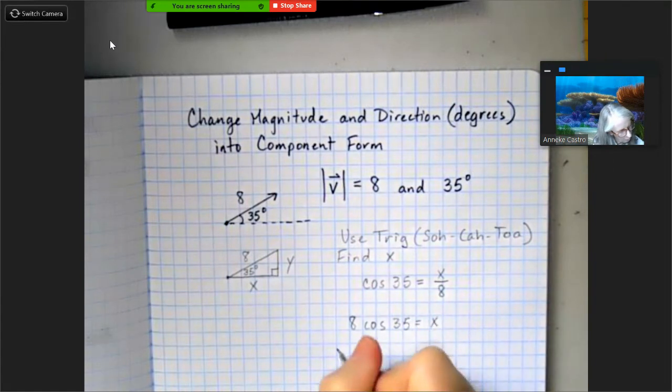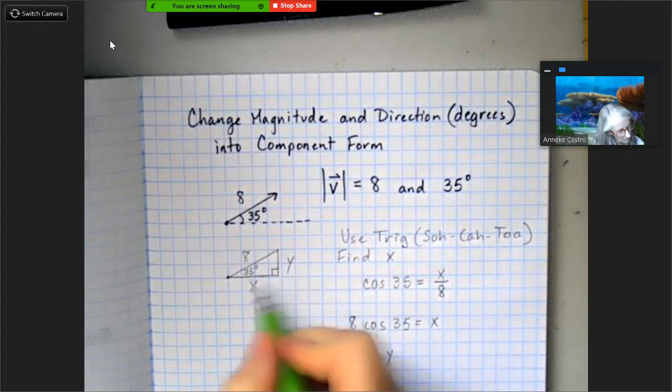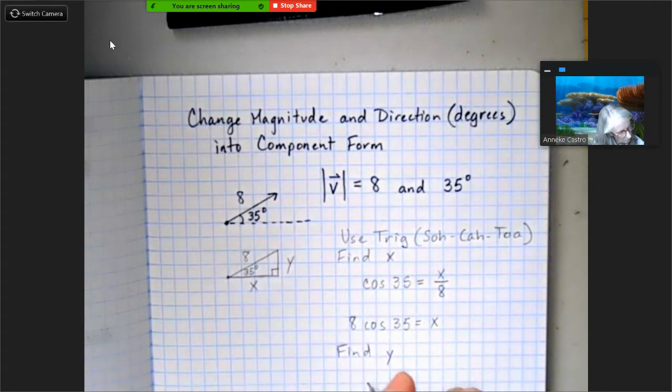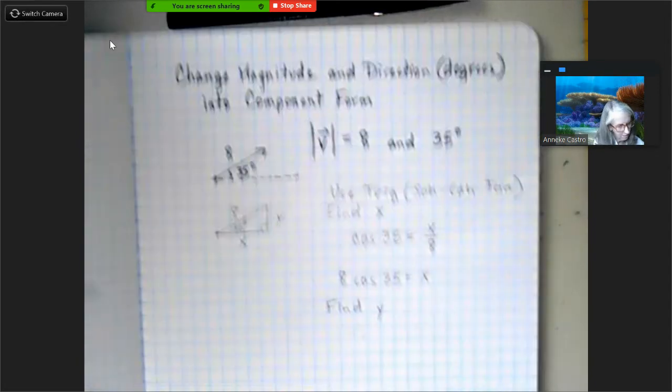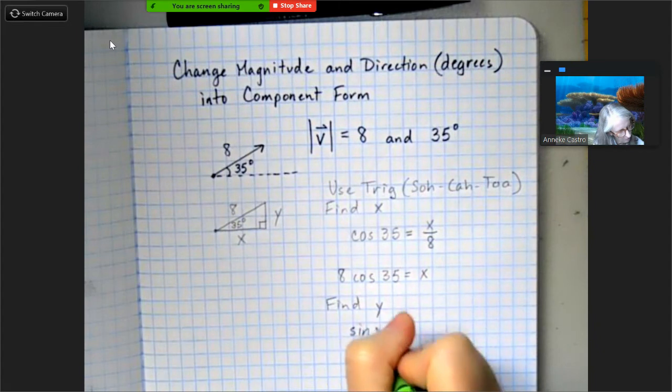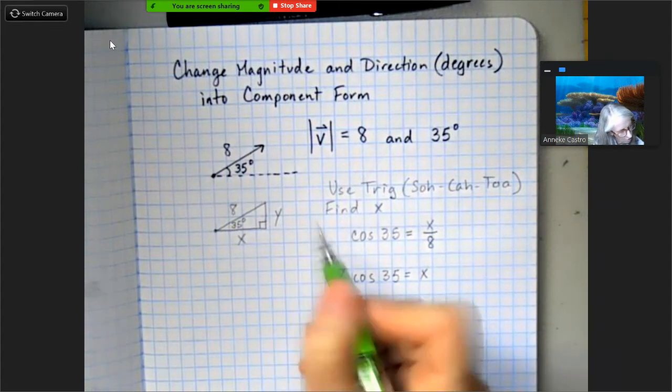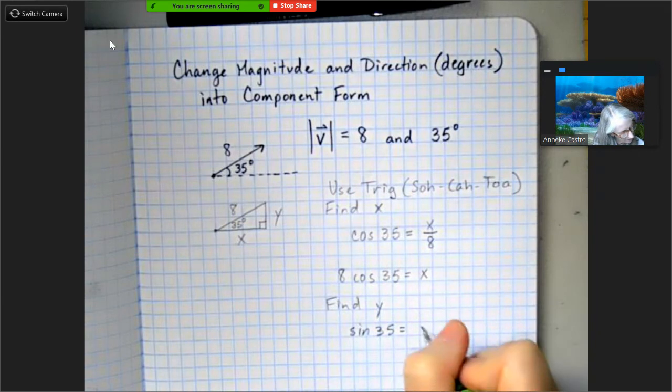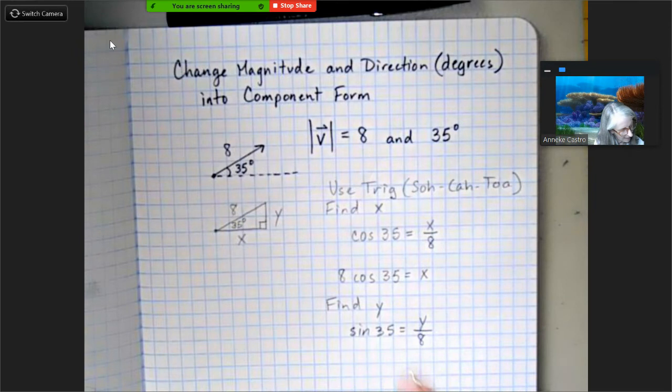And then I'm also going to find y. So y is over here. That's opposite the 35. So I'm going to have cosine, oops, sorry, that's going to be sine. Sine of 35 is going to be equal to y over 8, opposite over hypotenuse. Solve for y, multiply both sides by 8. So I'm going to get 8 times sine of 35 is equal to y. So now here is my x component and here is my y component.